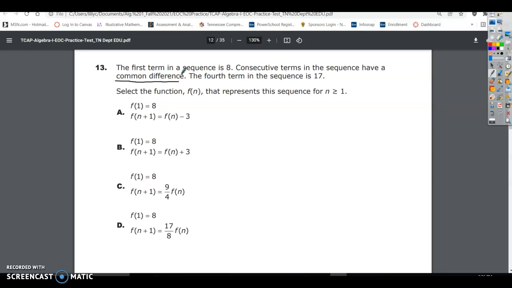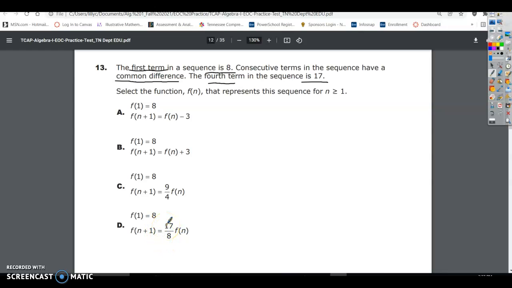The fourth term in the sequence is 17. So we have the fourth term, we have the first term, and we know that it's an arithmetic sequence. It says select the function f of n that represents this sequence for all n greater than or equal to 1. If we look down through here, each one of them has the first term of 8. And then the functions look different from there.